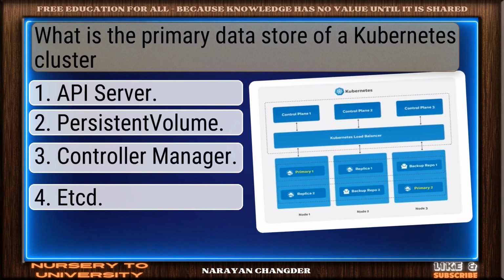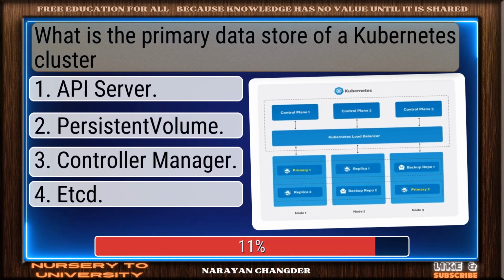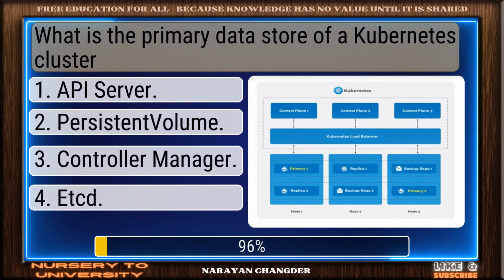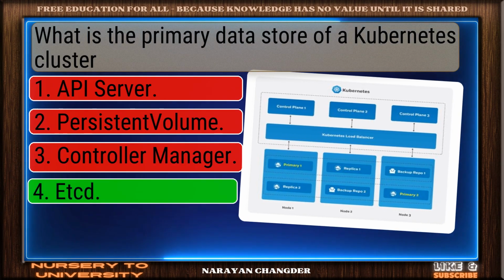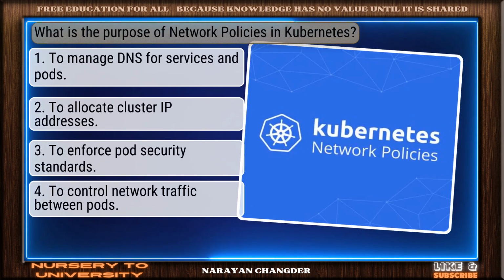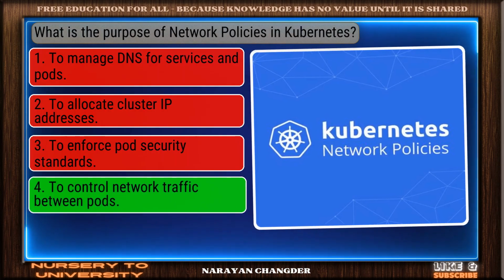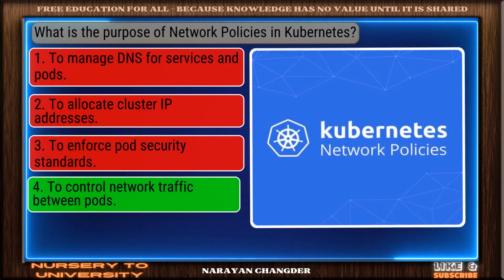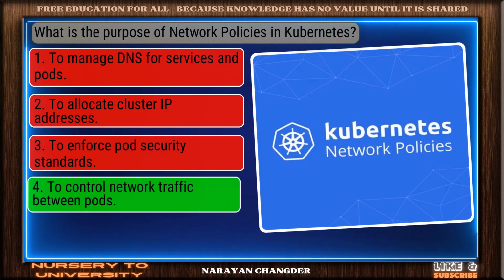Question number 33. What is the primary data store of a Kubernetes cluster? Great thinking. etcd is the right choice. Question number 34. What is the purpose of network policies in Kubernetes? Well done. To control network traffic between pods is the right choice.